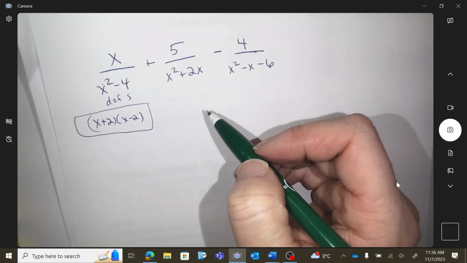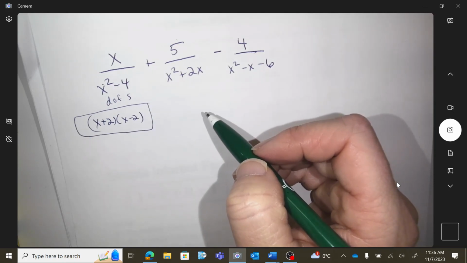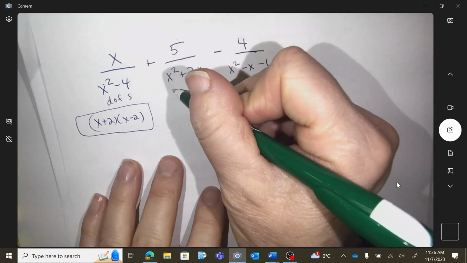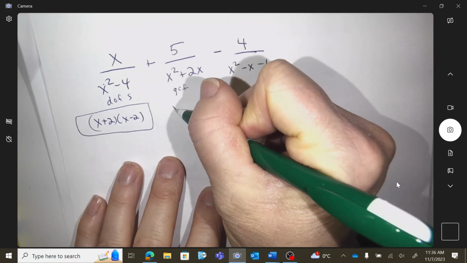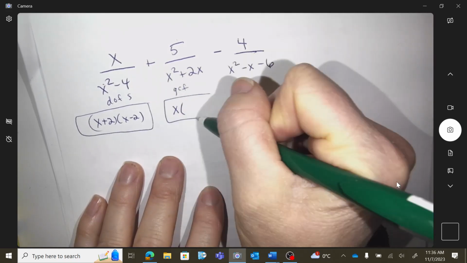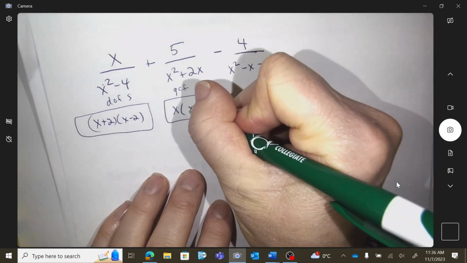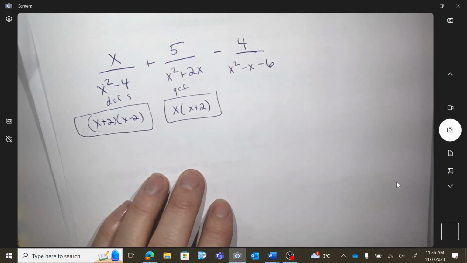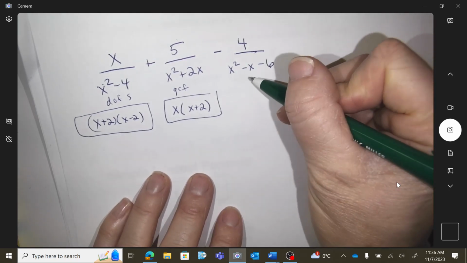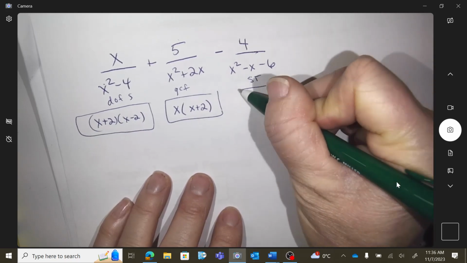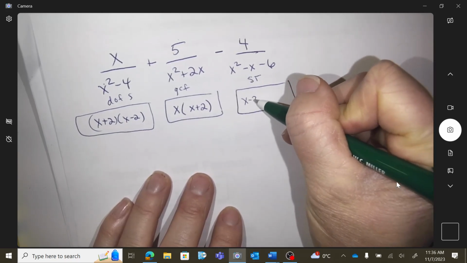The second one is a GCF, x bracket, and the third one is a simple trinomial.